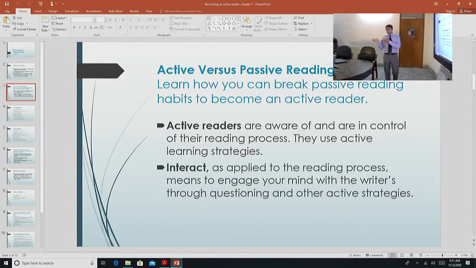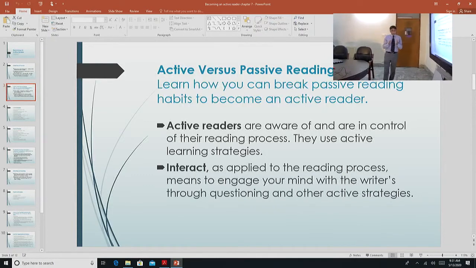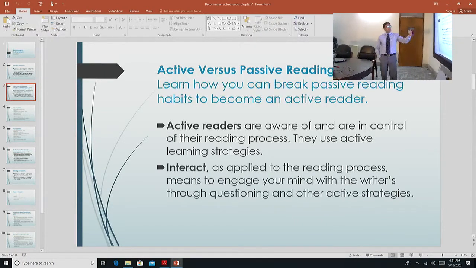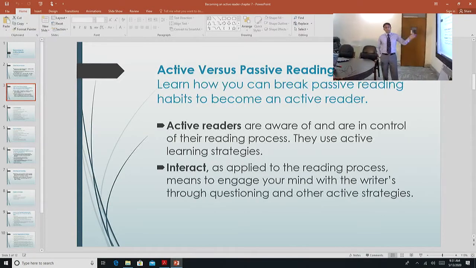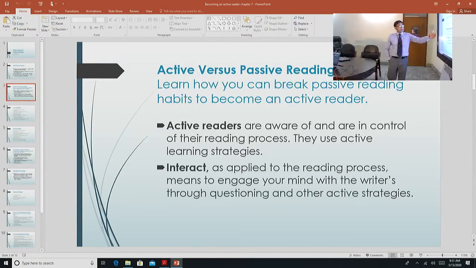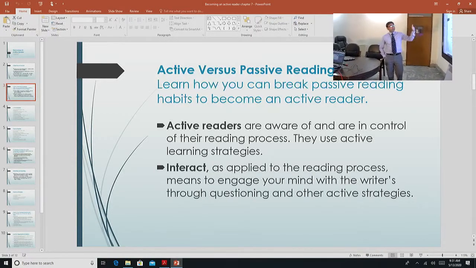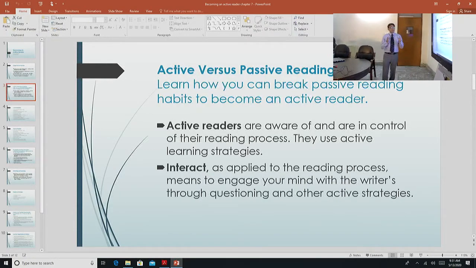Later on in the lectures I will be talking about the kinds of reading like skimming and scanning, and we have already discussed them before as well. So it's a process. They use active learning strategies. You are supposed to interact with the text. Interact, as applied to the reading process, means to engage your mind with the writer's thoughts, questioning, and other active strategies you are supposed to use.